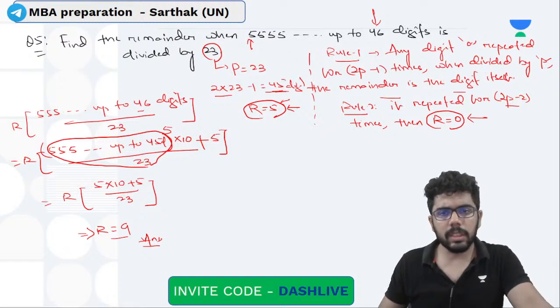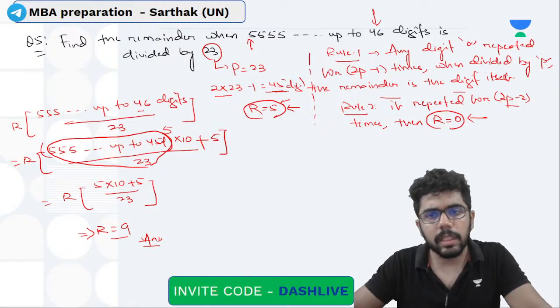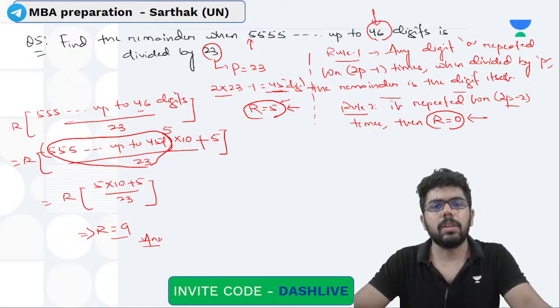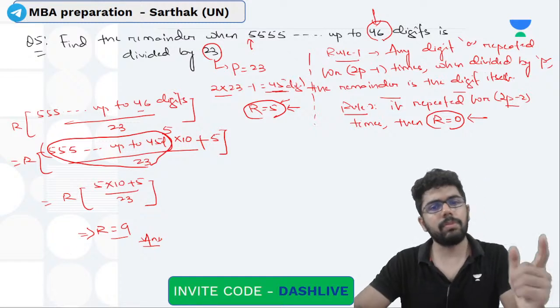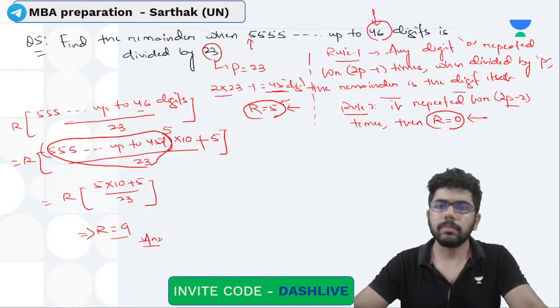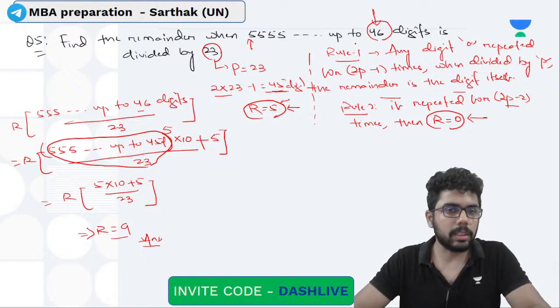ये देख के ही हमें पता चल जाएगा आंसर कि हाँ चलो 46 दिया है, 45 तक तो रिमाइंडर 5 है और एक 5 ऐड होके आ जाएगा आंसर. 5 into 10 plus 5, 47 देता तो 5 into 100 plus 55 and so on. उसी पैटर्न में हम कर सकते हैं.